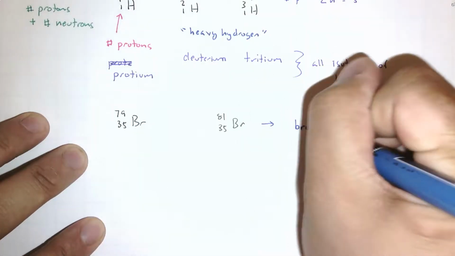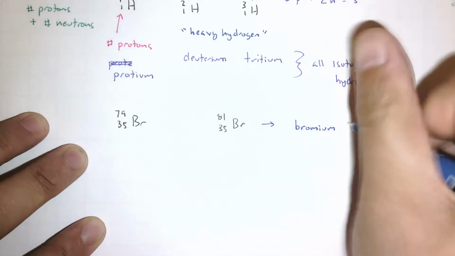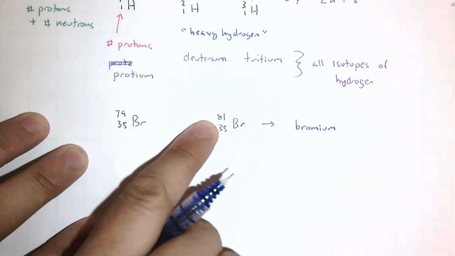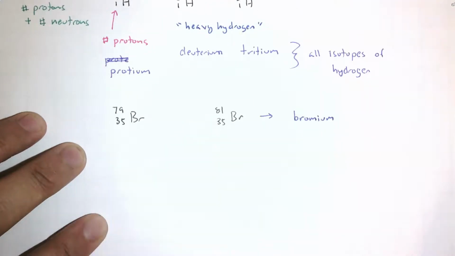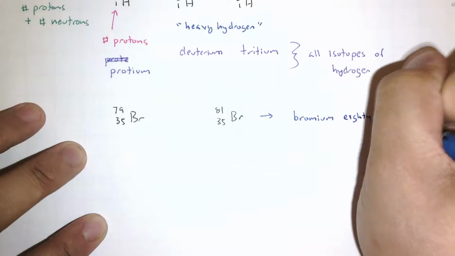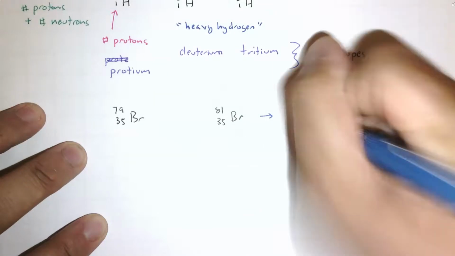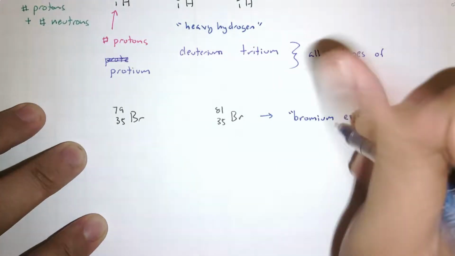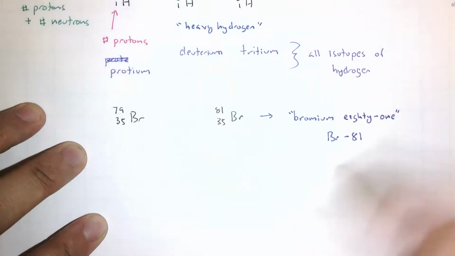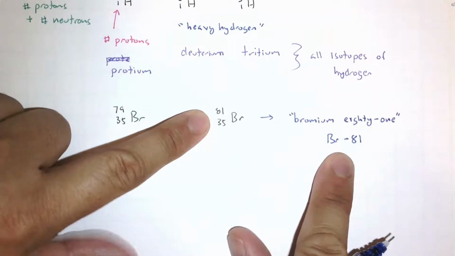bromium 35. No, not 35. 81. You go by the mass number. Bromium 81. So that's your pronunciation, or you'll see it written like this. So don't get confused. Those 2 things mean the same thing.